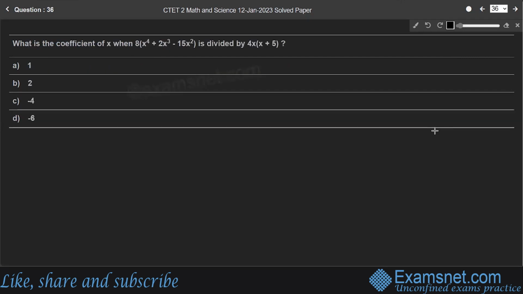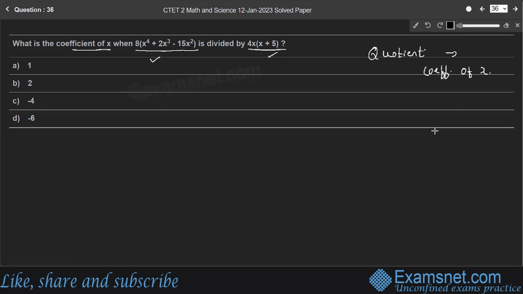Question 36. What is the coefficient of x when 8x^4 plus 2x^3 minus 15x^2 is divided by 4x(x plus 5)? So when the first expression is divided by the second one, you will get a quotient. In that quotient, what is the coefficient of x? Coefficient of x in the quotient.